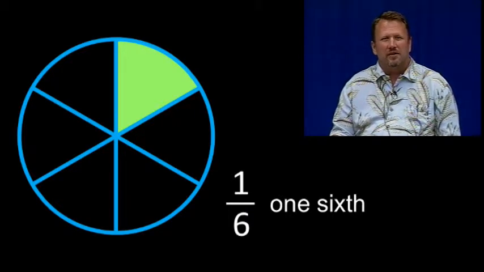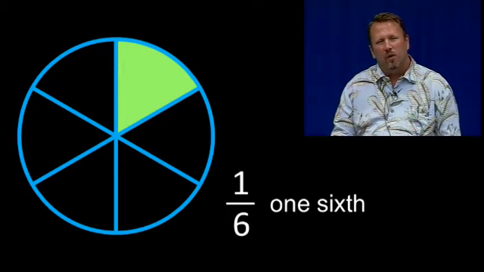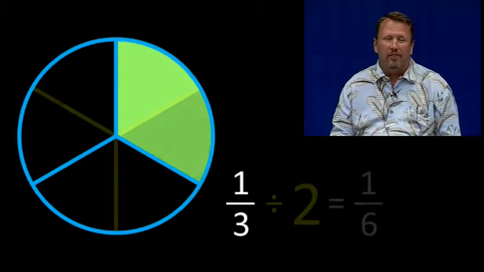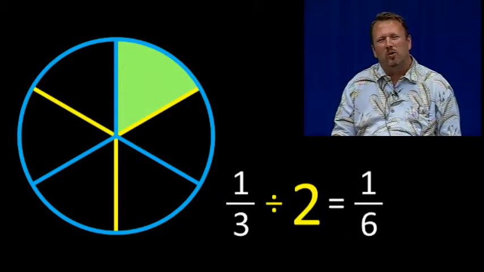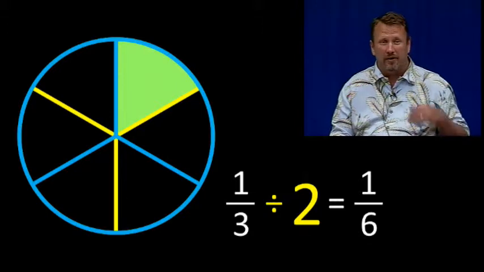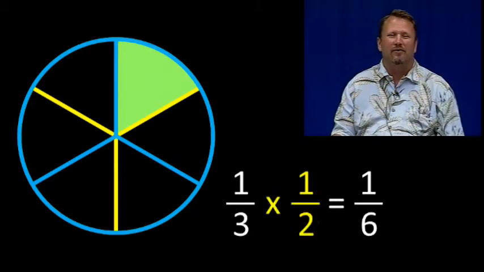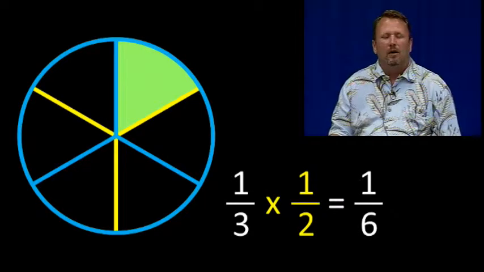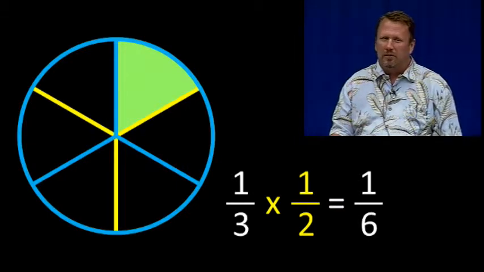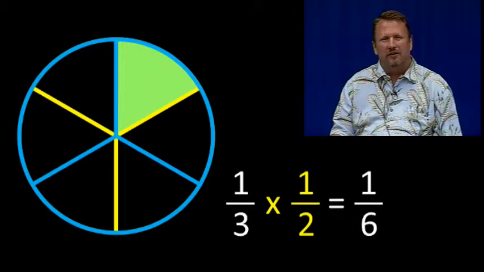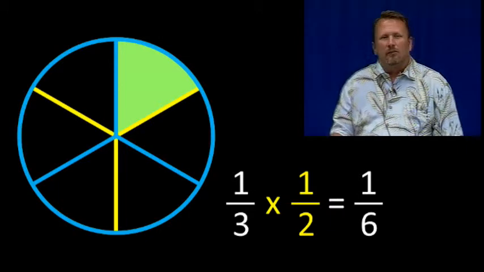Notice 1/6 is half of 1/3. If we take 1/3 and divide it by 2, we end up with 1/6. If we take 1/3 and multiply it by 1/2, we get 1/6. Because fractions are a form of division, multiplication and division of fractions is rather simple and closely related.